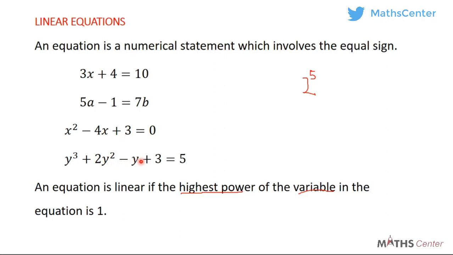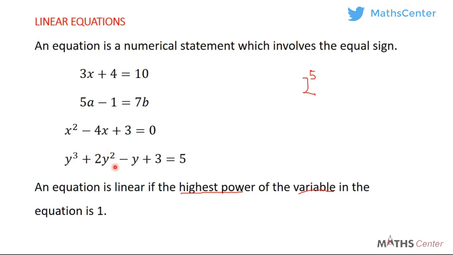The variable we have in this example here is y. Now, the power of y here is 3. The power of y in this term is 2. The power of y in this term is 1. I hope that is clear. So what is the highest power of y in this equation? The highest power of y in this equation is 3. So we have power 3 here, power 2 here, and power 1 here. Now 3 is the highest. So the highest power of the variable in this equation here is 3.